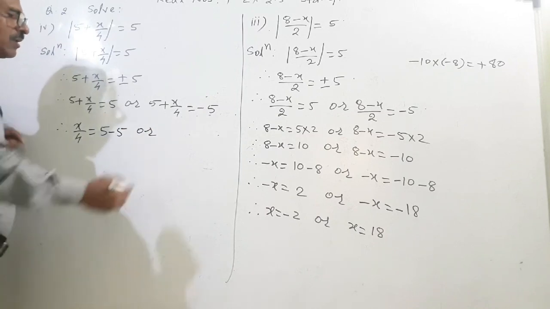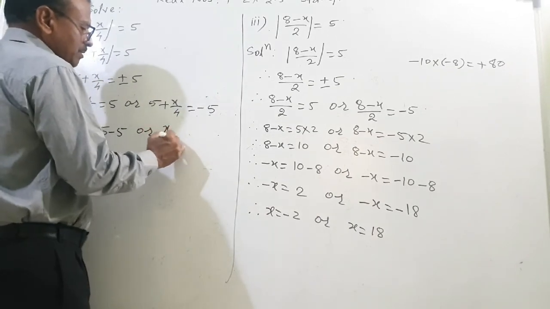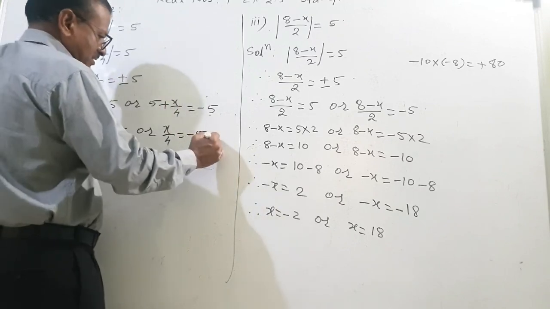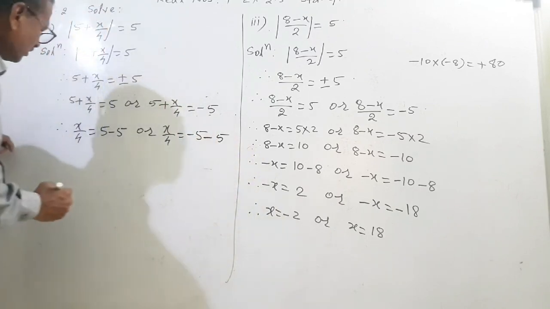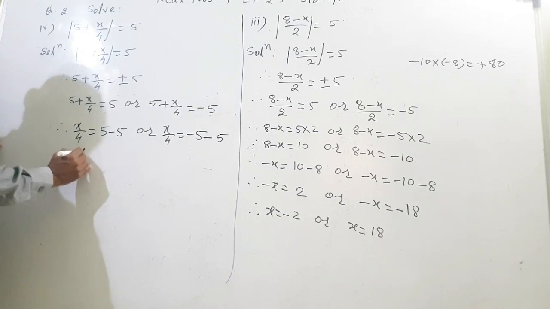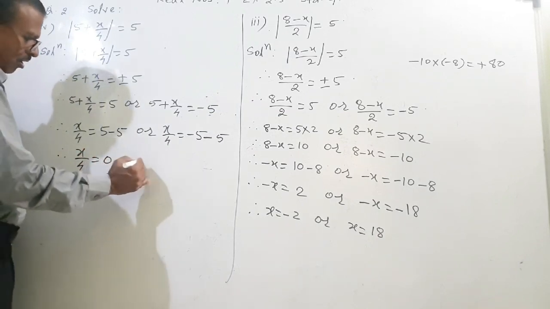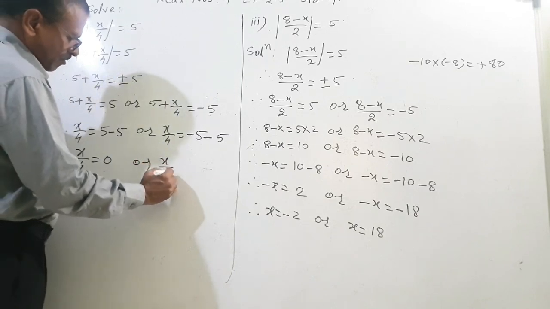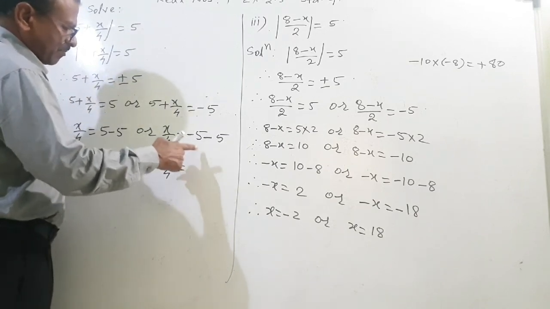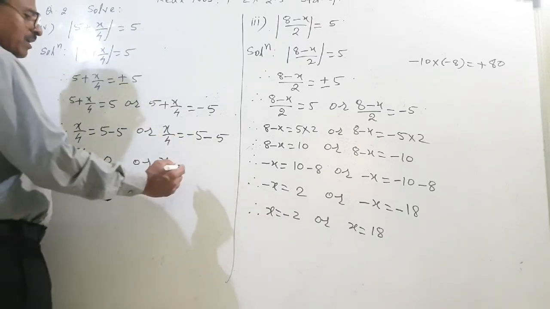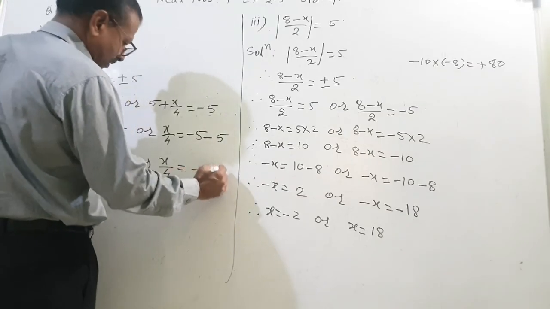Or here also x upon 4 is equal to this minus 5, and this will become minus, so minus 5. Therefore, x upon 4 is equal to 5 minus 5, which is 0. Or x upon 4 is equal to, now you can tell me minus 5 and minus 5, how much will it be? It will be minus 10.